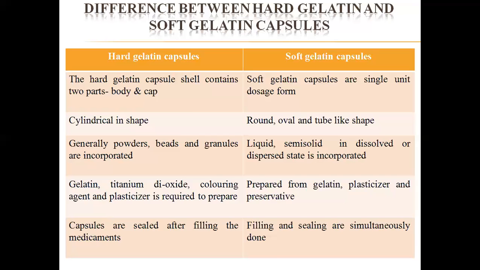The filling and sealing are two separate steps that are involved in hard gelatin capsule manufacturing. Generally, it is sealed after filling. In case of soft gelatin capsules, filling and sealing are done simultaneously while preparing the soft gelatin capsules. So that's all for this class.